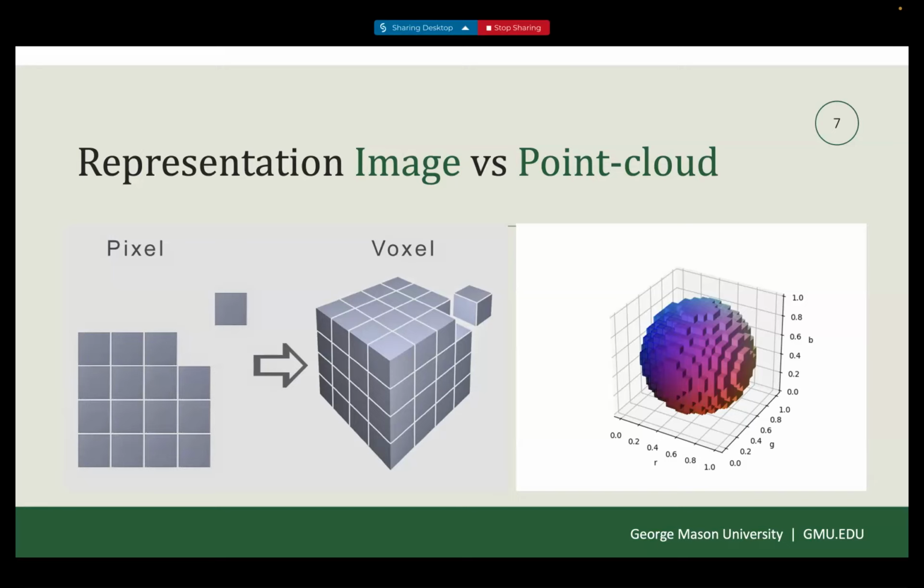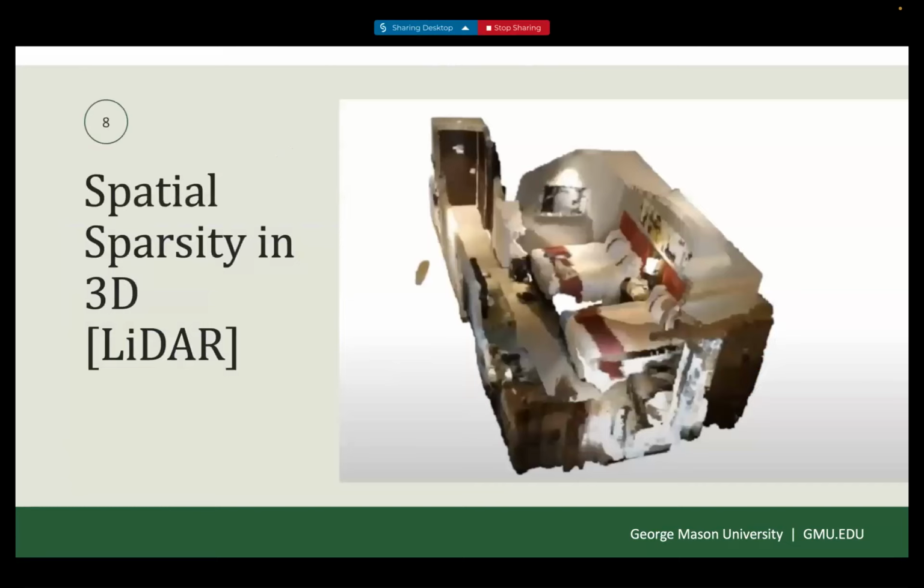It converts from a 2D grid to a 3D cubical grid based on the size of each voxel. And on the right, there's a presentation of a sphere inside a voxel based coordinate system, right? That's how it looks.